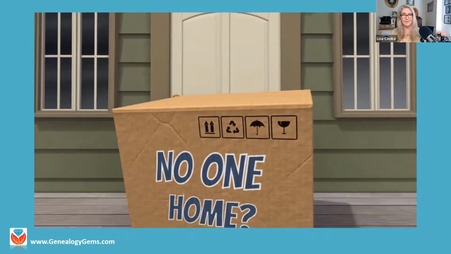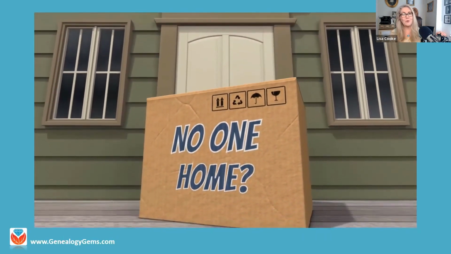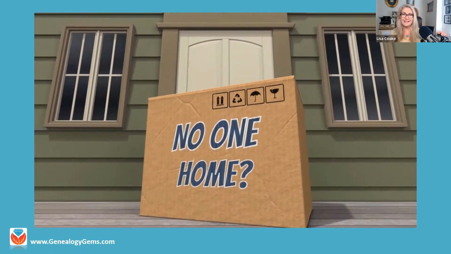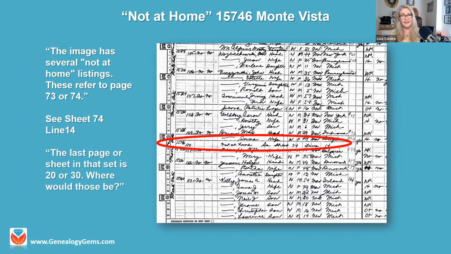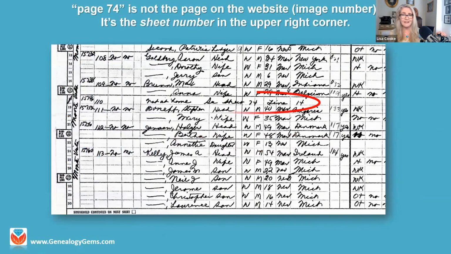Okay, so what do you do when nobody's at home and they're listed as being somewhere else in the census? Well, on Monte Vista Street at 15746, there was somebody listed as not at home, and it said see sheet 74, line 14. And of course, Kate said, well, there were only 20 or 30 pages in the entire ED. So it seems like maybe this is some of those pages that we don't get in the digitized records.